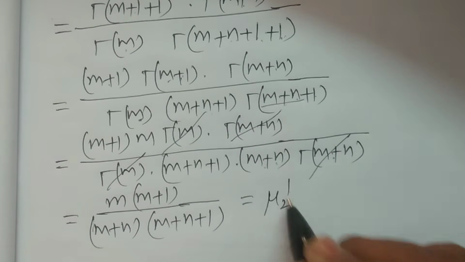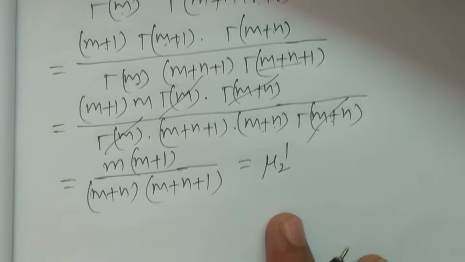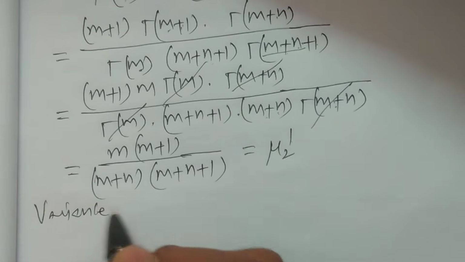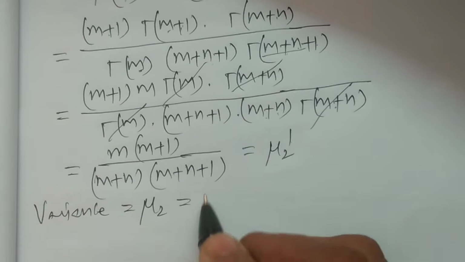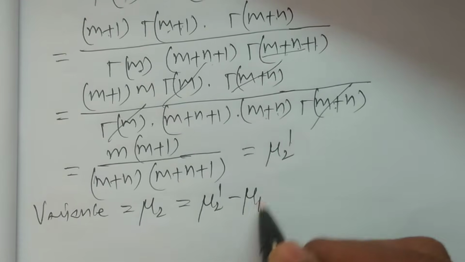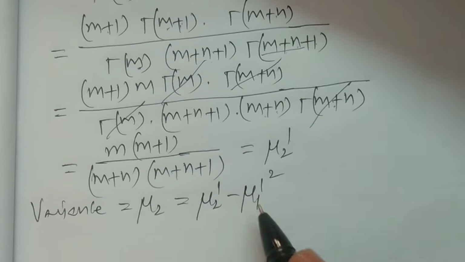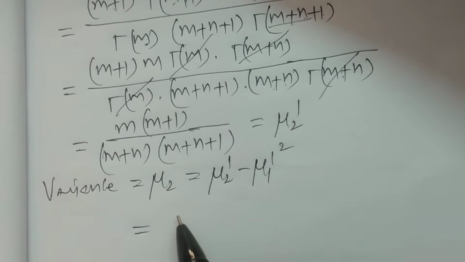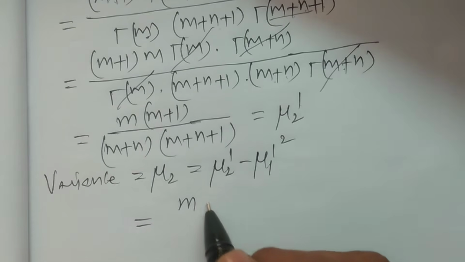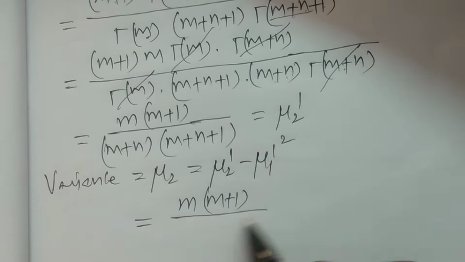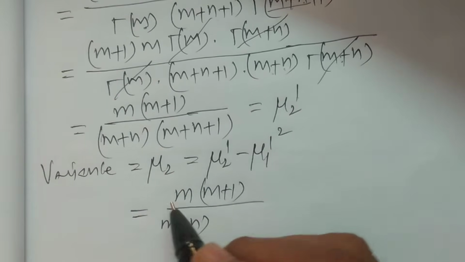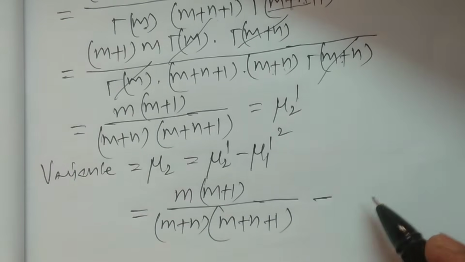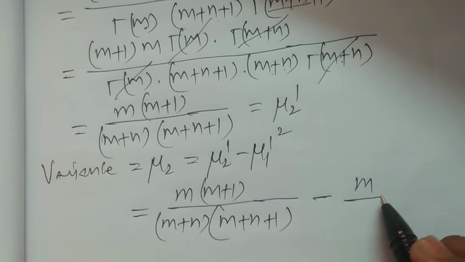So our mu2 dash is equal to this, but it is not the variance. The variance mu2 is equal to mu2 dash minus mu1 dash whole square. What is mu2 dash? Mu2 dash is m into m plus 1 divided by m plus n into m plus n plus 1, minus mu1 dash whole square. What is mu1 dash? M by m plus n.